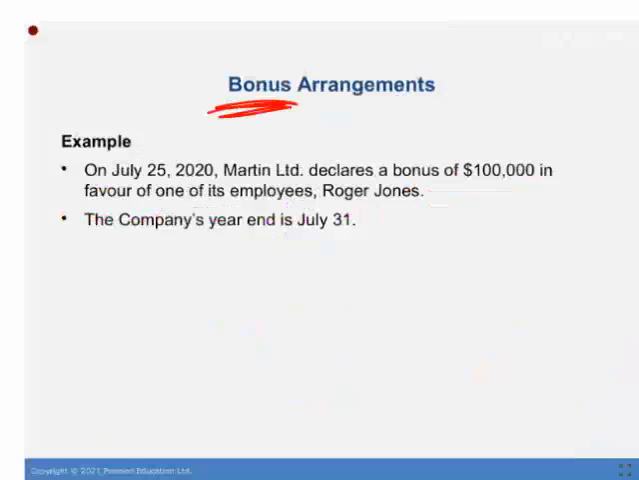So on July 25th, 2020, Martin Limited declares a bonus of $100,000 to one of their employees, Roger Jones. So this is July 25th, 2020. Now this is a corporation. Corporations can have year ends that are different than December 31st. So they have a fiscal year end, it doesn't have to follow the calendar. So this company's year end is July 31st. This bonus gets declared just before July 31st, so just before the fiscal year end.